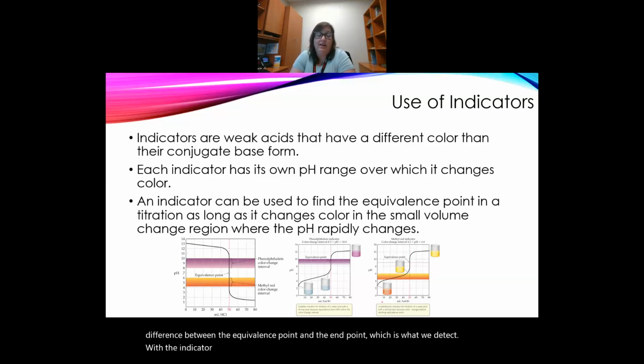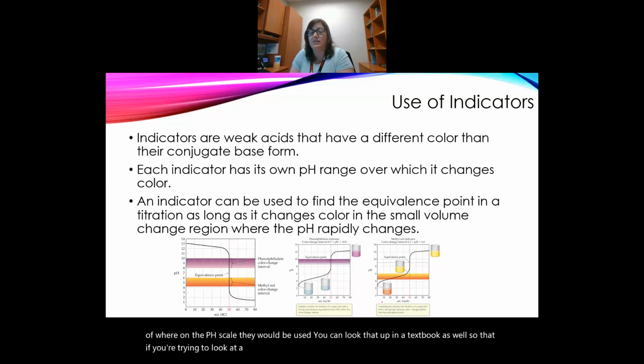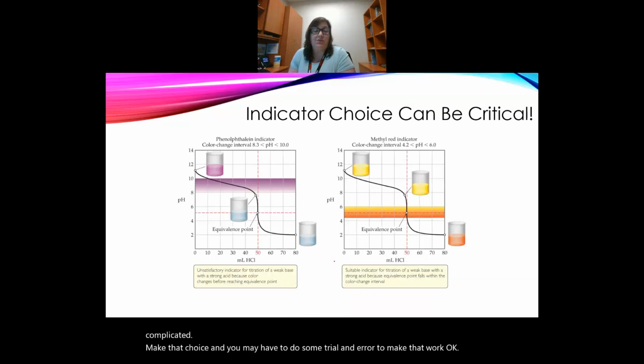There are lots of indicators that can be used. If you're in the physical laboratory, you'll see graphs that show the indicators and where on the pH scale they would be used. You can look that up in a textbook as well, so that if you're looking at a particular acid, you can choose the best indicator for that acid. If you don't know what the acid is, it makes that choice a little more complicated, and you may have to do some trial and error. So that choice can be critical.